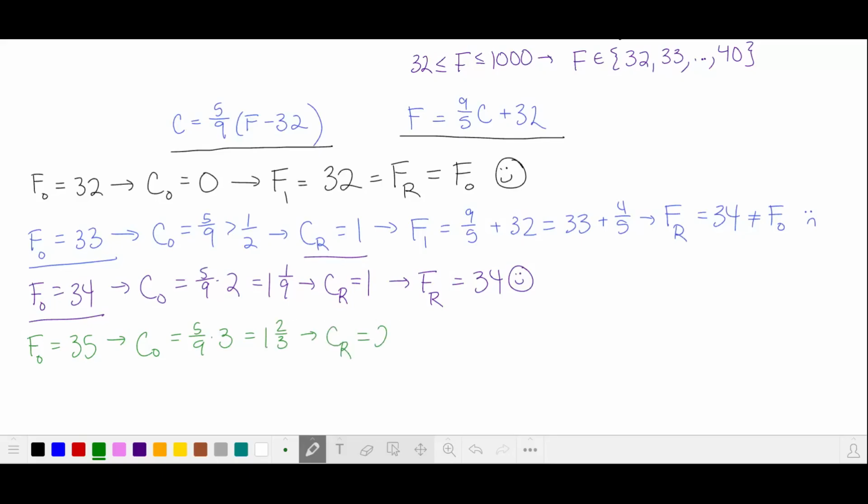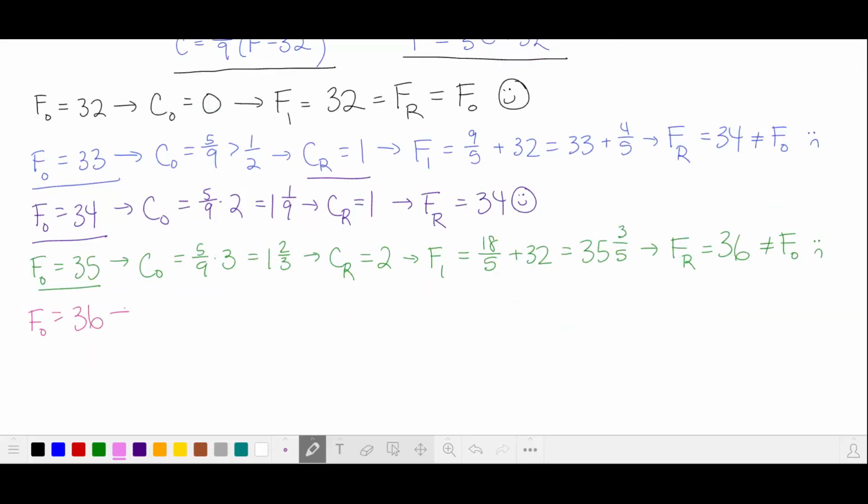If our initial temperature is 35, this converts to 5/9 times 3, or 1 2/3, which rounds up. So our Celsius temperature is 2. We'll plug this back in to calculate the Fahrenheit temperature. Our fractional part is 3/5, which is greater than a half. So this is going to round up to 36. Checking, we see that this is different from our original temperature and it fails.